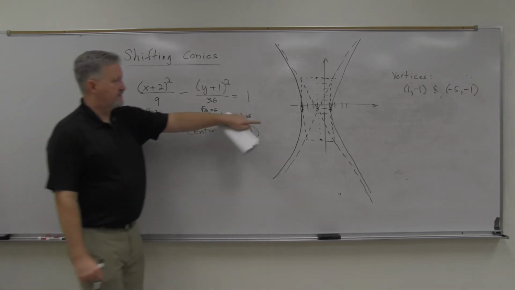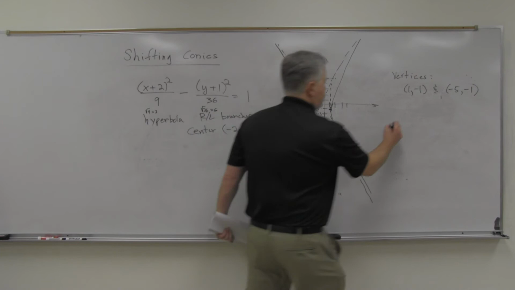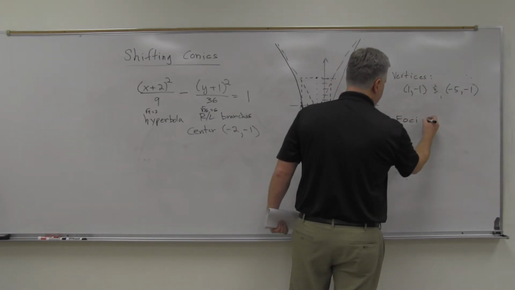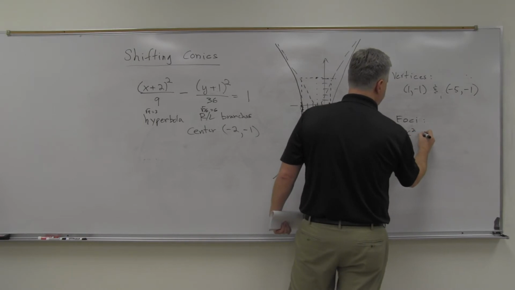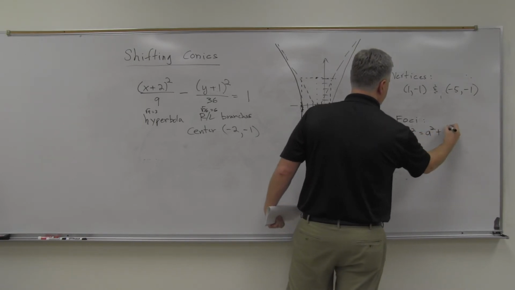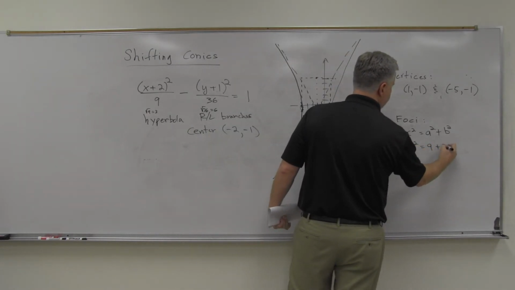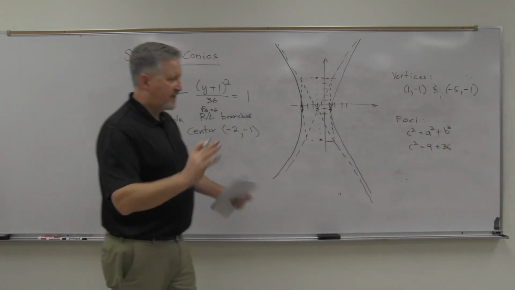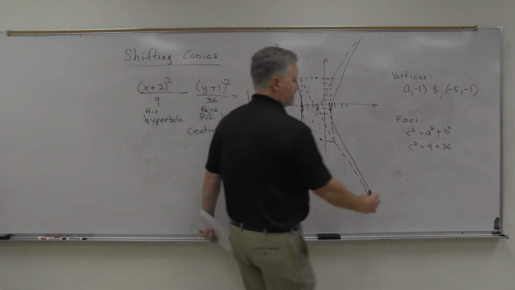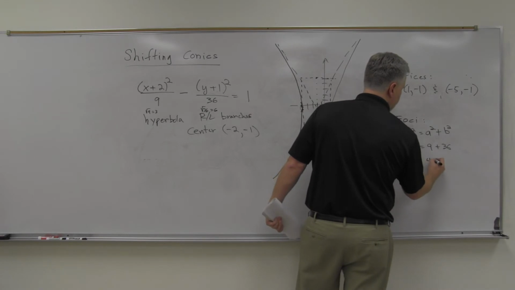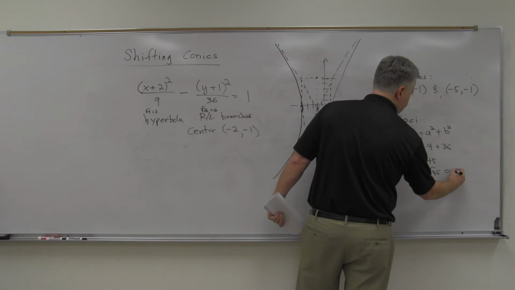So the vertices are these points here. And then the foci, same thing as we did with the ellipse. The foci are c² equals a² plus b². So we're just going to add these two: 9 plus 36. On the hyperbolas, it doesn't matter which one's bigger because you're adding them. So that's 45. Square root of 45 is 6.7, approximately.